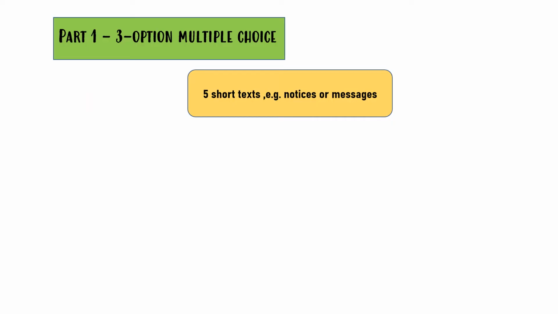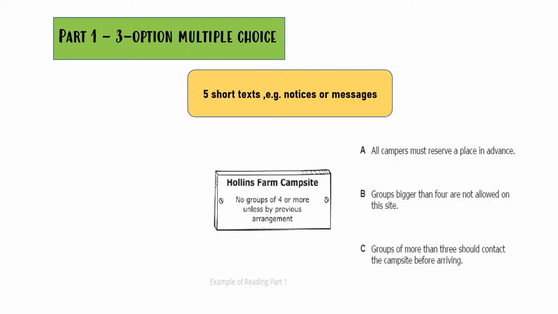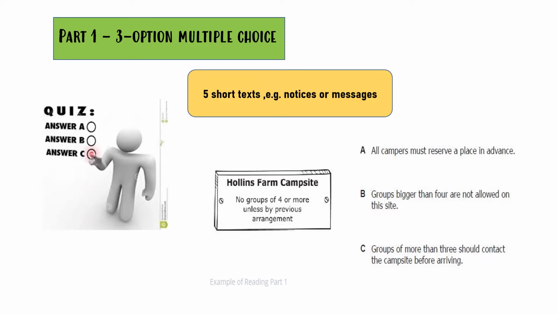In part 1 of reading, you get 5 short texts, for example, notices or messages which you might find in real life. For each text, you have to choose the best option, A, B, or C. In this part, you are tested on your understanding of different types of short texts, and this is a true reading task. While the other parts, for example, part 5 and 6, are designed to test your grammar and/or vocabulary. This is what a question in reading part 1 might look like.